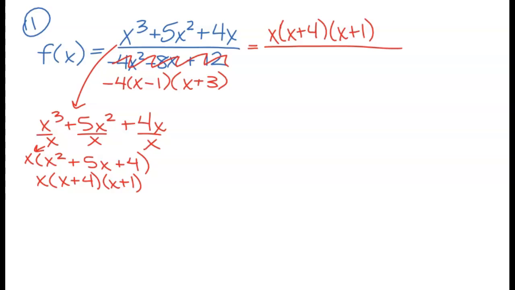And the denominator is what we found yesterday, correct? So negative 4 times x minus 1 times x plus 3, which is great. We have factored. Where do holes occur from today's notes? Where do holes occur?